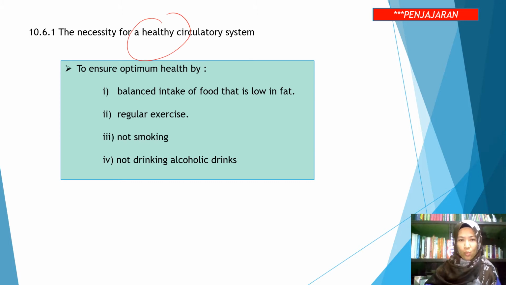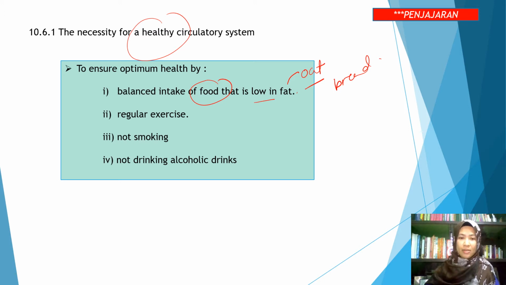Okay, the first one, balanced intake of food that is low in fat. Perlu ambil makanan yang kandungan lemaknya sangat rendah. So example here, we can eat oat instead of white bread. Kita boleh gantikan oat dalam sarapan pagi kita, gantikan mungkin sebelum ni makan roti yang berwarna putih tu, sebenarnya itu tak berapa nak elok lah untuk kesihatan.